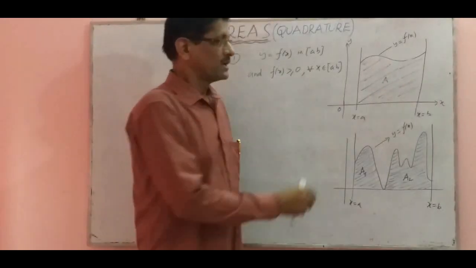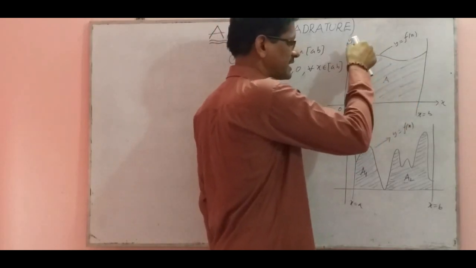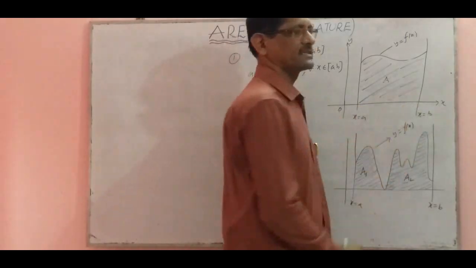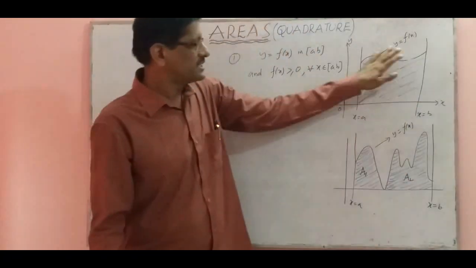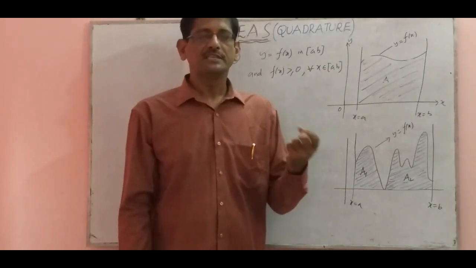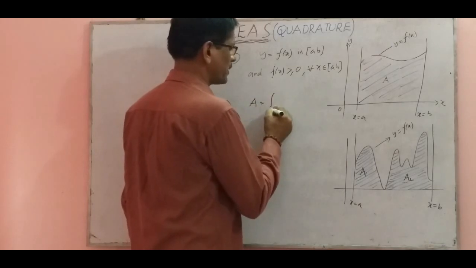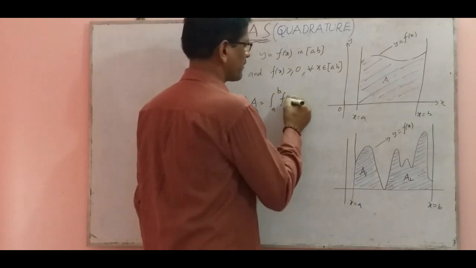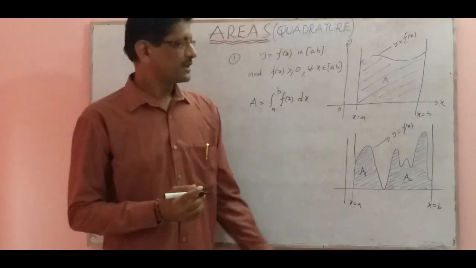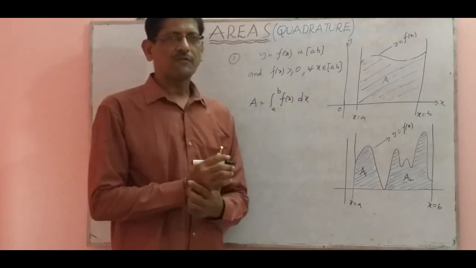Then the area of the region bounded by the curve y is equal to f of x and the lines x is equal to a, x is equal to b and the x axis, so this region, is given by the integral. That means area is equal to integral a to b f of x dx.